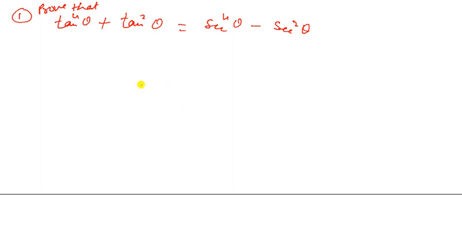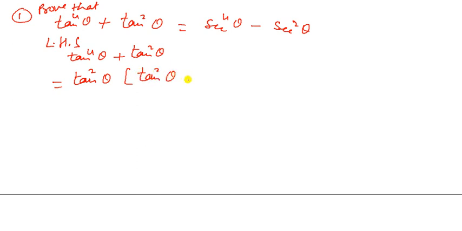It is very simple. First of all, we attempt this question. Take the left hand side: tan to the power 4 theta plus tan square theta. Now taking tan square theta as common, we get tan square theta times tan square theta plus 1, and tan square theta plus 1 is 1 plus tan square theta. Do you know the formula? It is sec square theta.